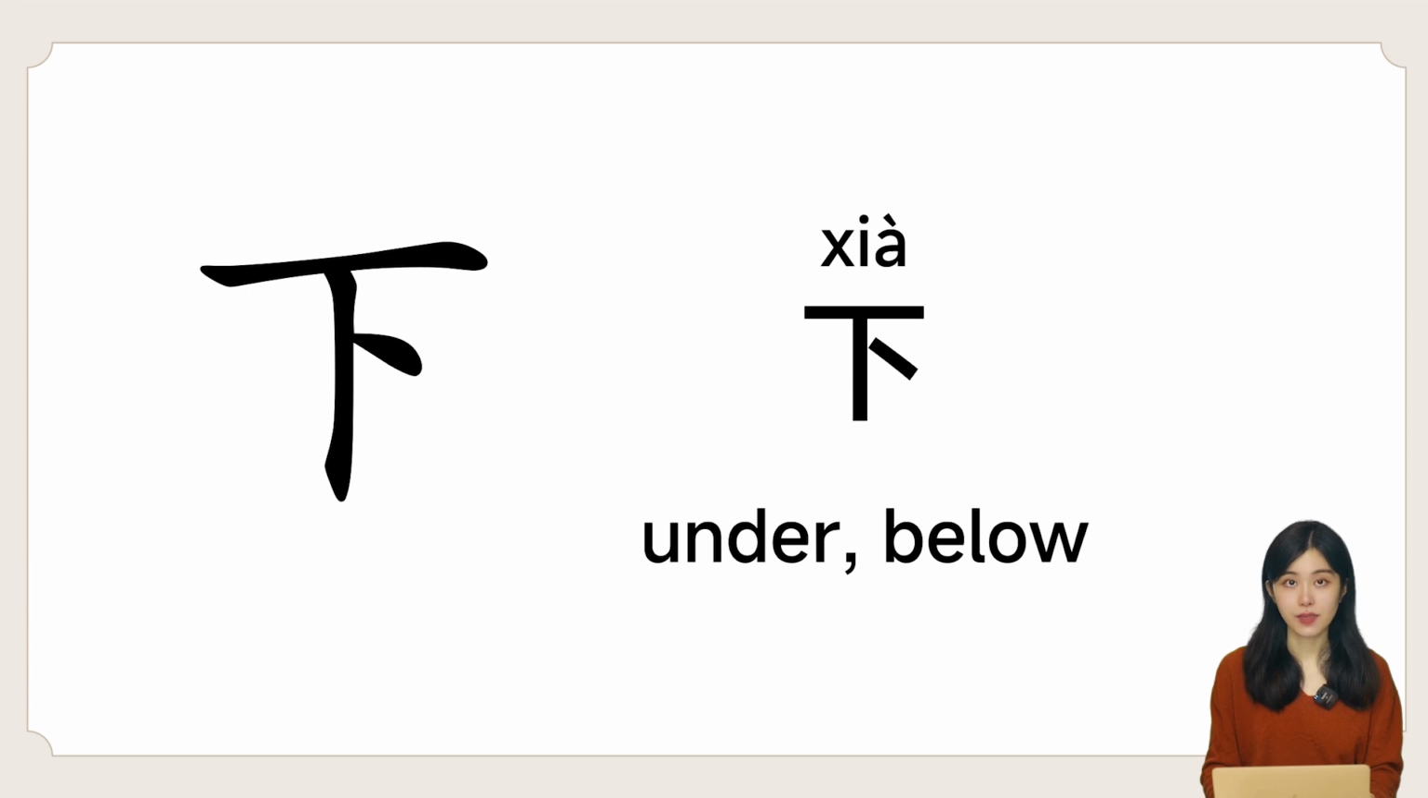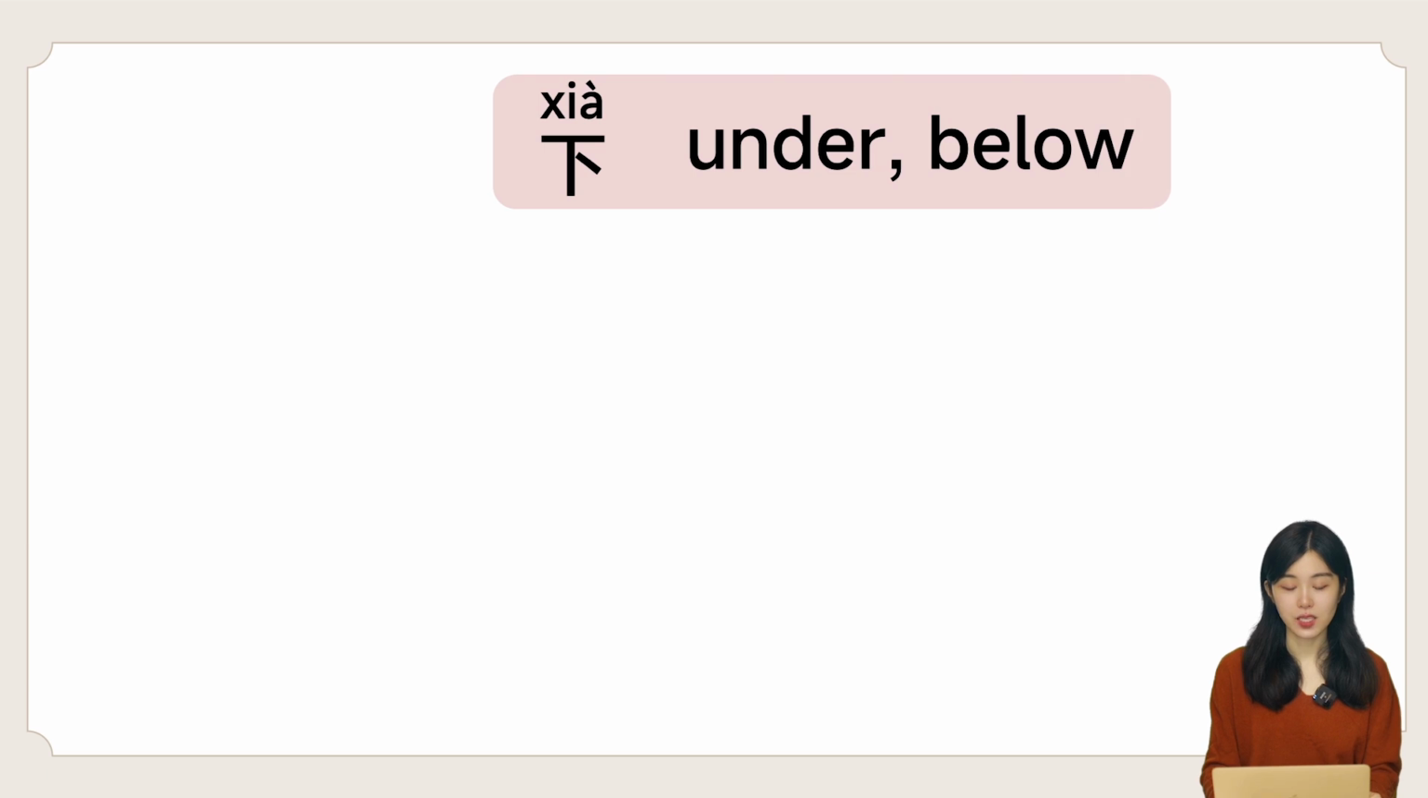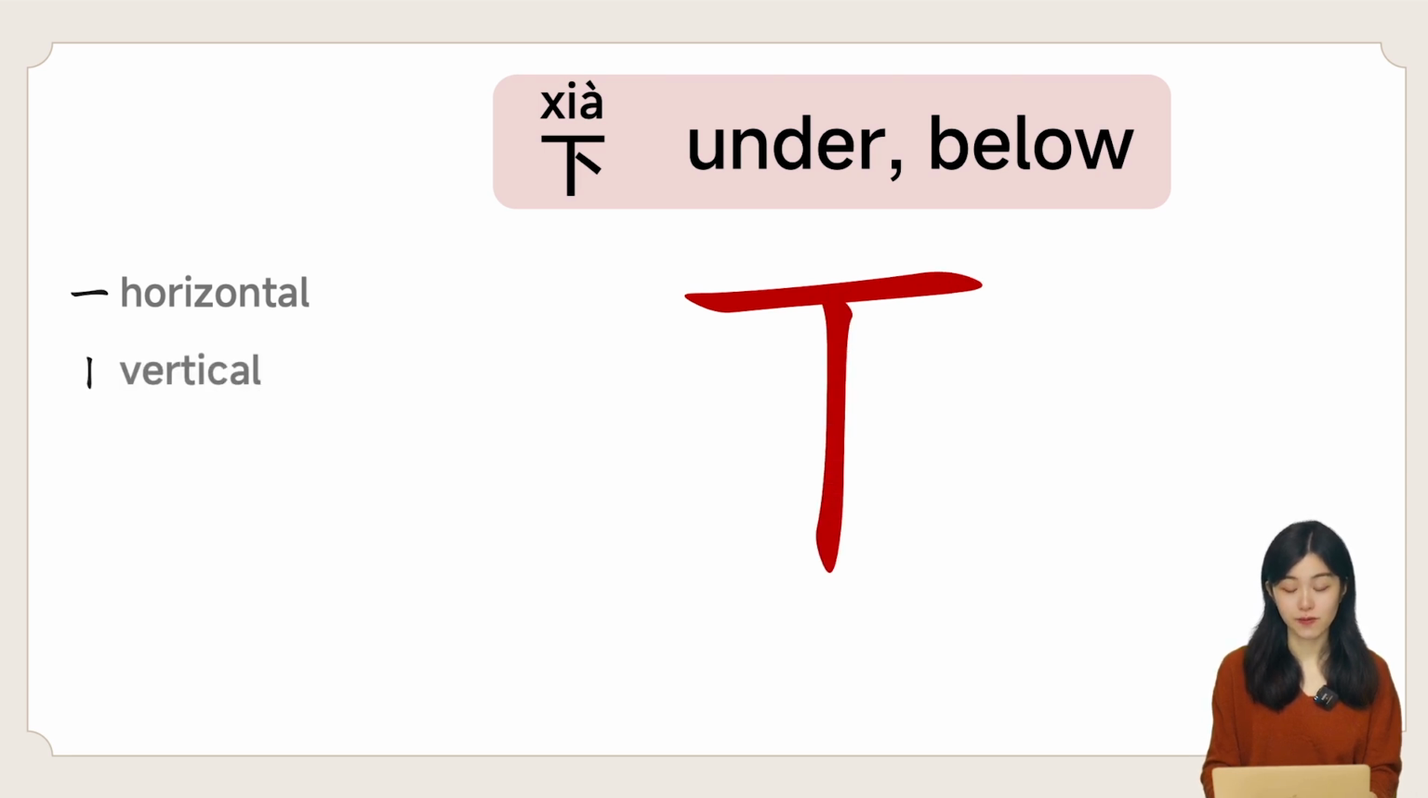下 means under or below. Please read it after me. 下. See how to write it. We should write the horizontal stroke first. Next, we write the vertical stroke. And finally, we write the dot. So first, the horizontal, and next, the vertical.